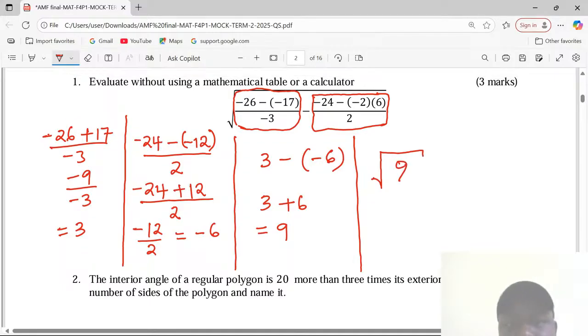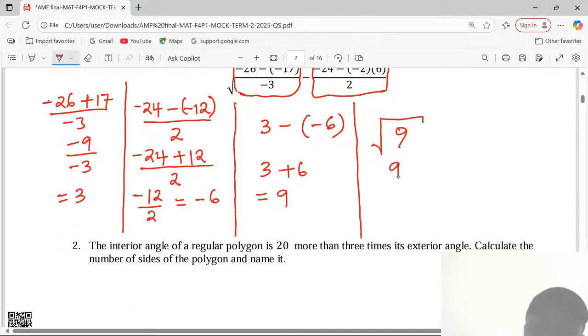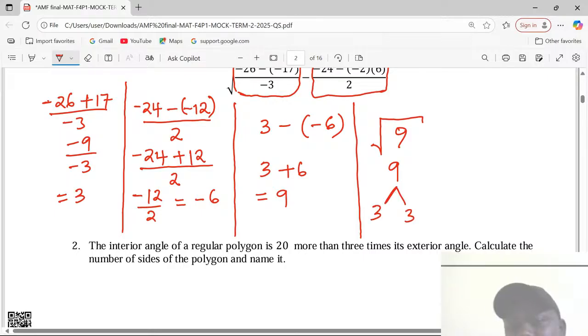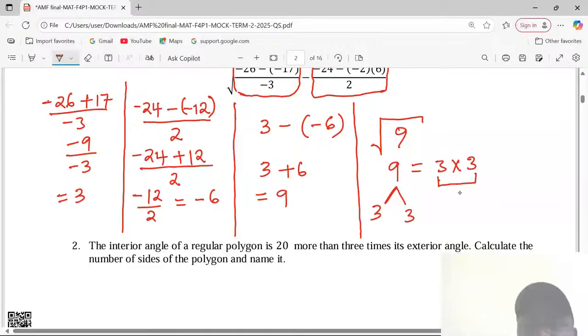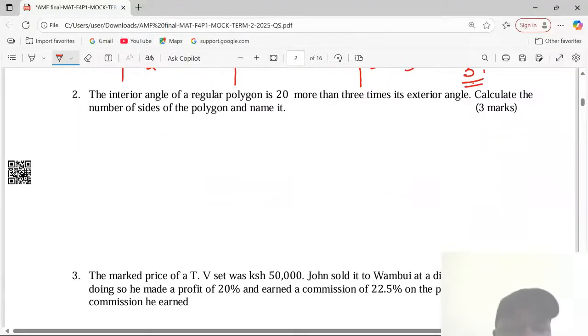which without a calculator or a math table should be done using factorization. So taking square root using factorization, we are supposed to factorize 9. The closest prime factor here, because 9 is not even, should be 3. So by 3, we get 3. 9 is fully factorized. So 9 is equivalent to 3 times 3. So from the two common factors, we pick only one. So the final answer now becomes 3, which is the square root of 9.